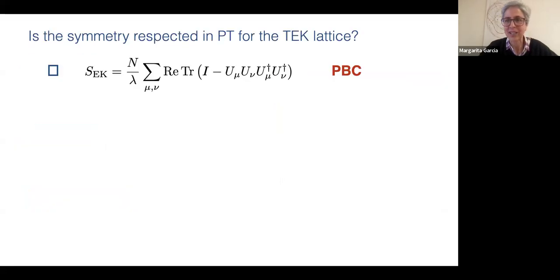So now that I have all this set up, let me go back to TEK and answer the question whether the symmetry is respected in perturbation theory for the TEK lattice. So I will do the analysis that was done in the original times by González Arroyo and Okawa to substitute the Eguchi-Kawai reduction by TEK. And the argument is very simple. If we are in this plaquette model, in this one-point lattice, for Eguchi-Kawai, the action on the lattice looks like this. This is the plaquette constructed out of the 4 matrices with periodic boundary conditions.